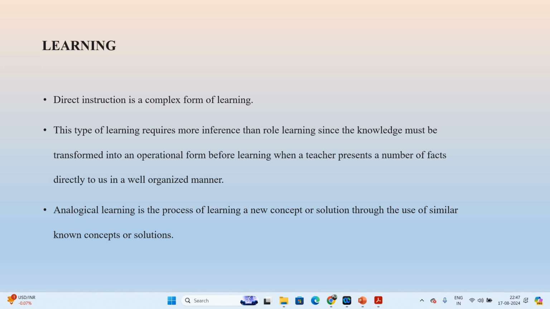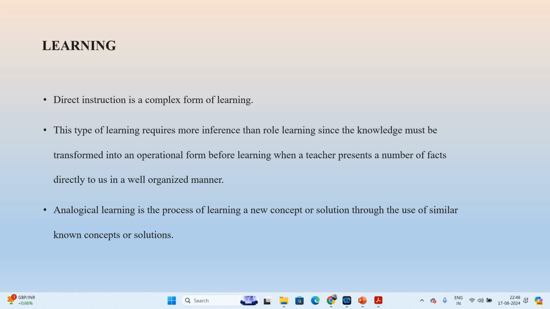Okay, so this is one kind of knowledge transformation into operational form before learning, when the teacher presents a number of facts directly to us in a well organized manner. So the solving of problems is done by a set of sequential steps. Everything can be explained by the teacher. The student should remember it, and he can use the same knowledge to solve those particular assignments.